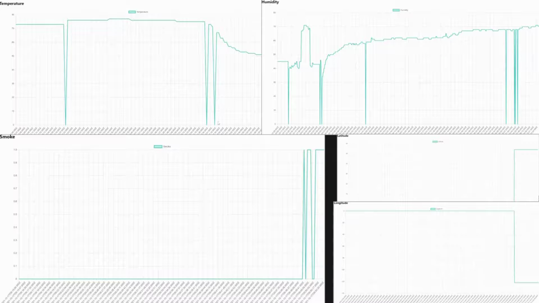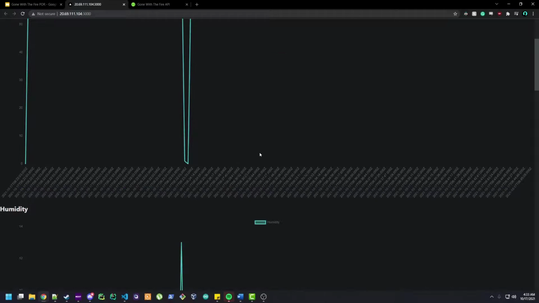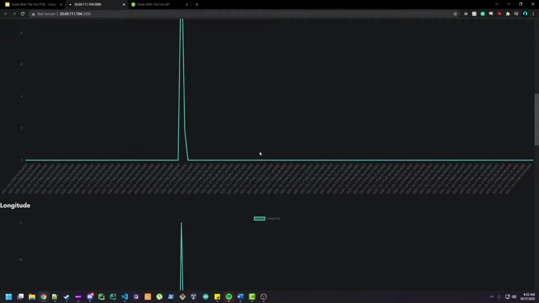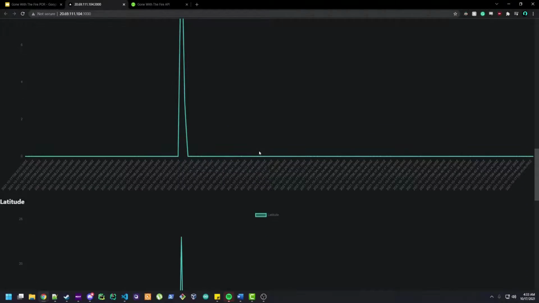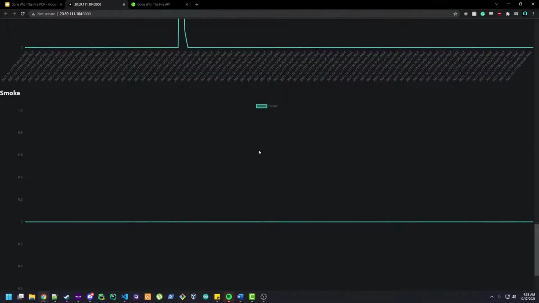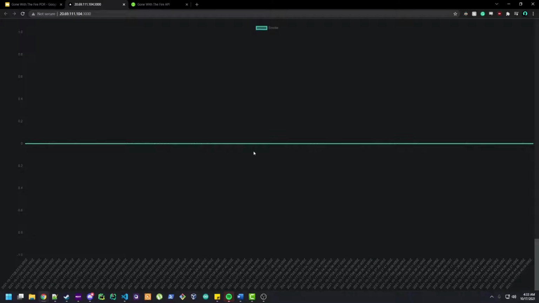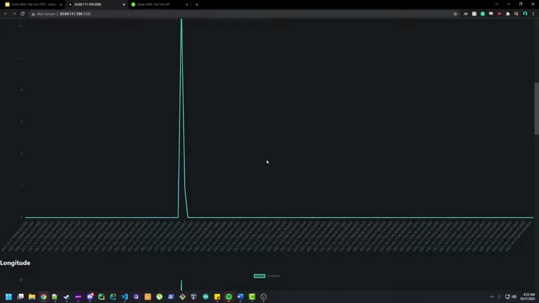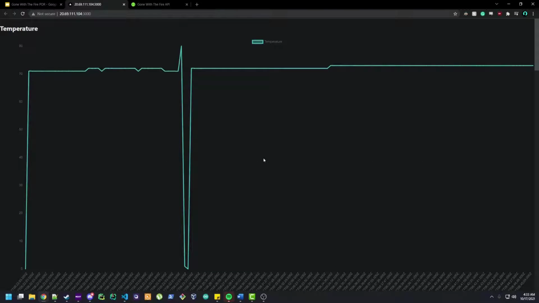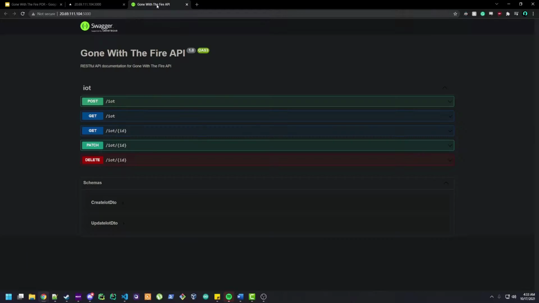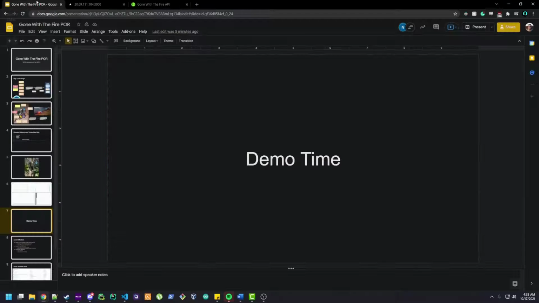Here is some of the data that we're graphing, which we'll show with the website. These are the graphs that we built using the React library. We have latitude and longitude, and at the bottom we have the smoke, which is usually 0 unless it detects smoke, and then it shoots up to 1. Some of this data has been acting weird lately, so we have screenshots of it acting normal. Here's also the backend, which we documented using Swagger. And so that's the demo.